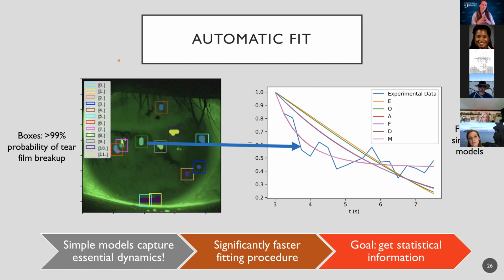We want to run this process over lots of images. We have over 500 trials, right? 500 videos of people's eyes that we can look at and analyze breakup in. And then if we get a large amount of information, we can get statistics on that, right? And that might be helpful moving forward to compare, again, with our main motivation of dry eye syndrome patients.